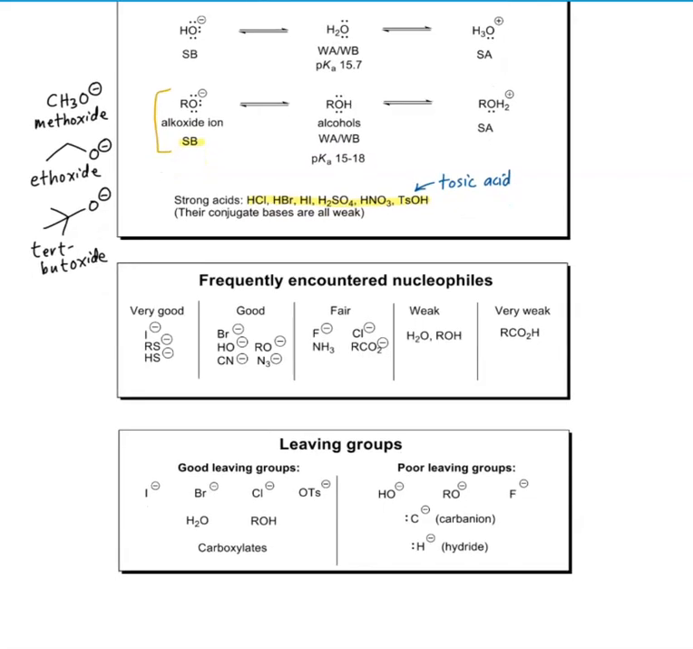Another thing that you're going to be seeing a lot of are nucleophiles. Now, this table, frequently encountered nucleophiles, has the nucleophiles arranged in categories from very good to fair to weak to very weak. And what these categories are reflecting are what we call their nucleophilicity, or the nucleophilicity of these different chemical species. Nucleophilicity is just a measure of how fast something reacts as a nucleophile.